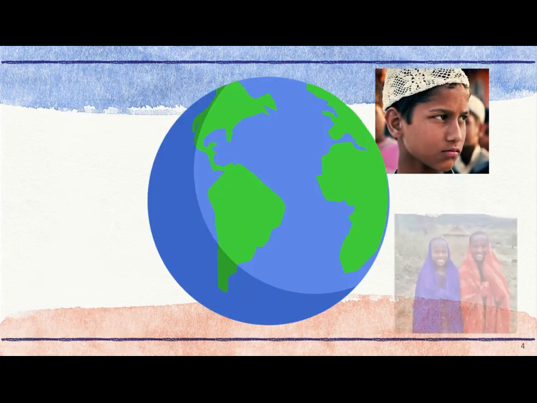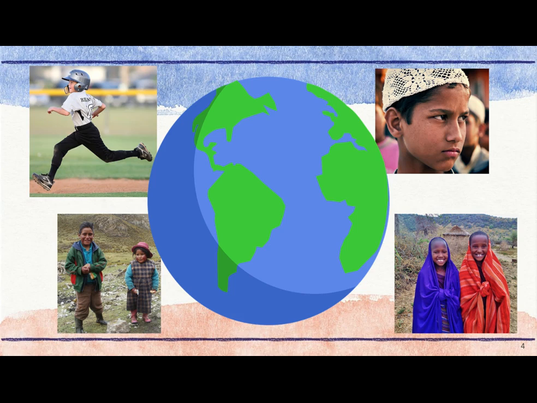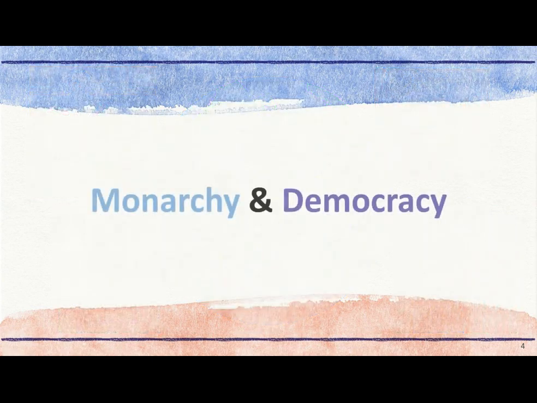If you look at just about every country in the world, you will find many differences. But one thing is always the same: someone is in charge. In every country, certain people make the rules or laws that everyone else has to follow. These people are part of the government. In this video, we are going to be studying two forms of government: monarchy and democracy.